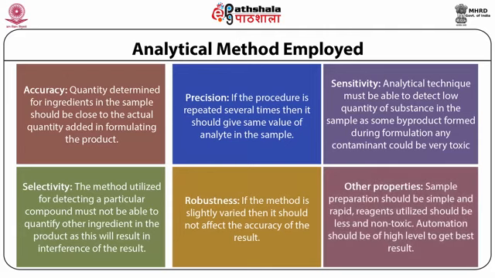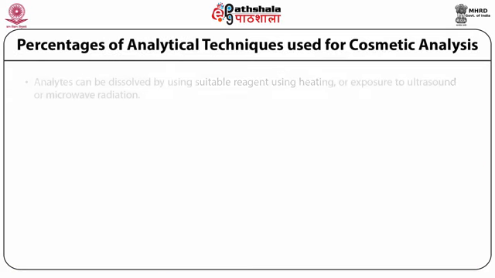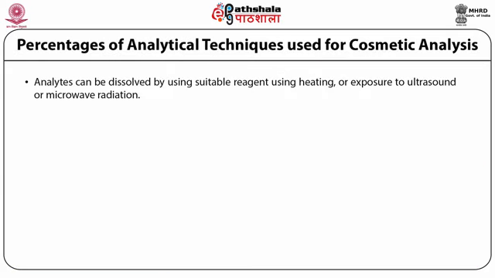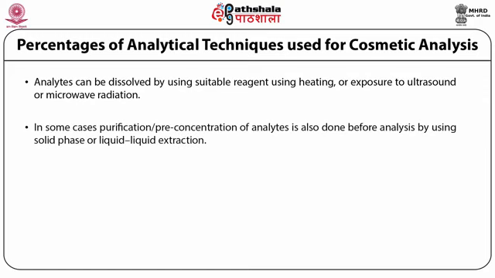Other properties are that sample preparation should be simple and rapid, and the reagents utilized should be few and non-toxic. Automation should be of a high level to get the best results. Analytes can be dissolved by using a suitable reagent, using heating, or exposure to ultrasound or microwave radiation. Sometimes treatment with strong acid or base is also done. In some cases, purification and pre-concentration of the analyte is also done before analysis by using solid phase or liquid-liquid extraction.